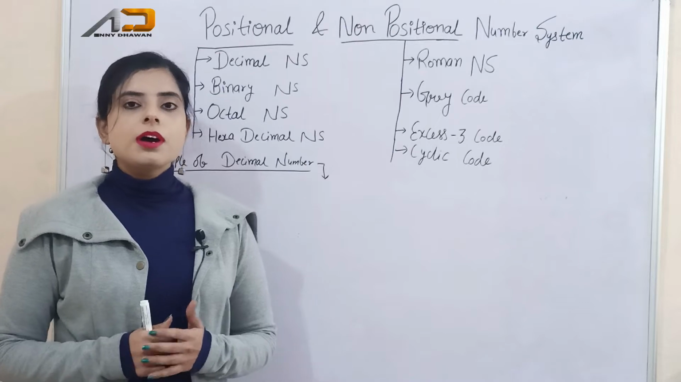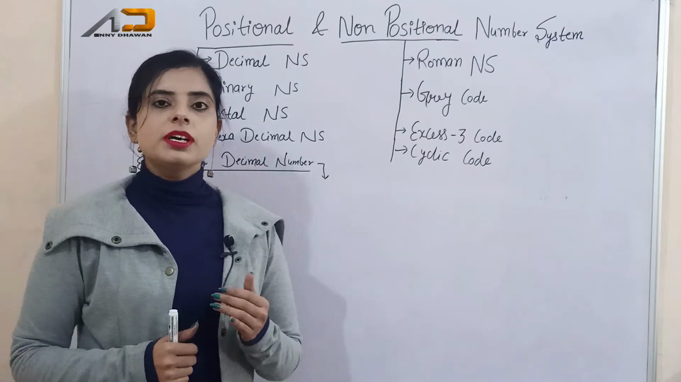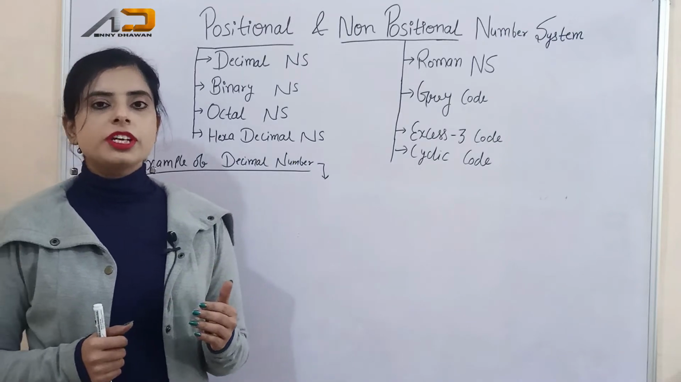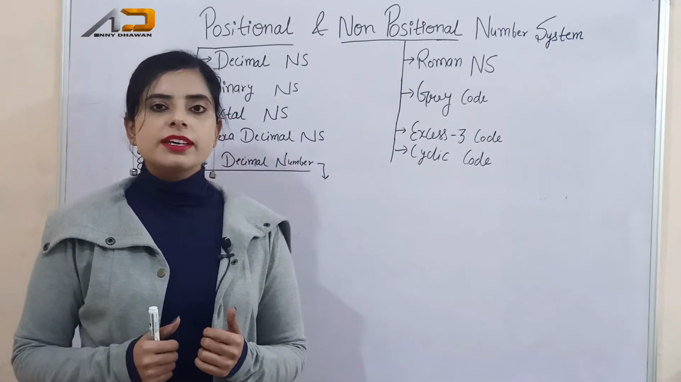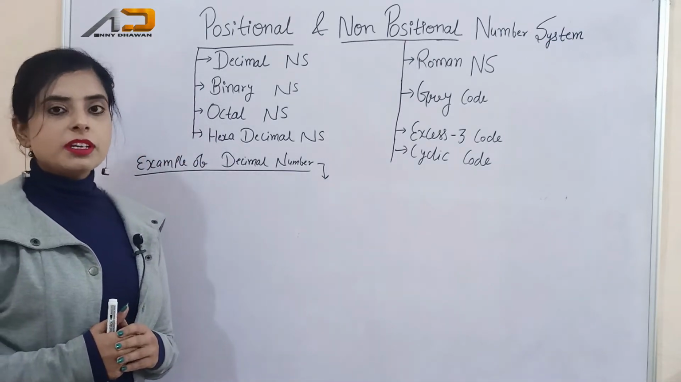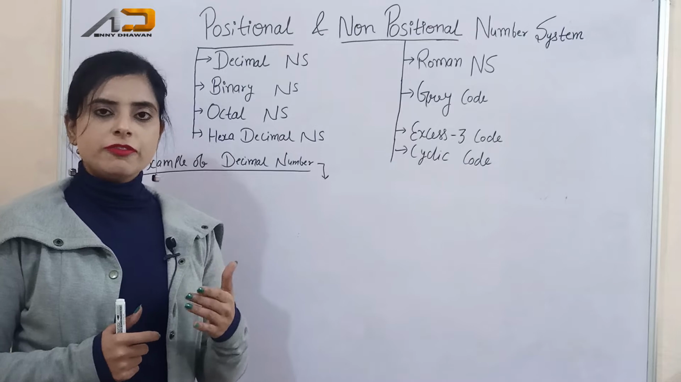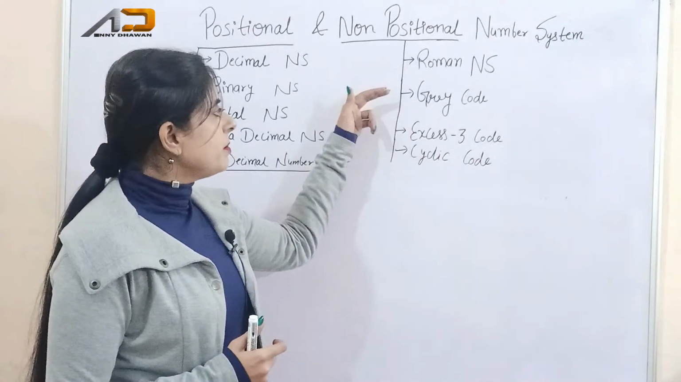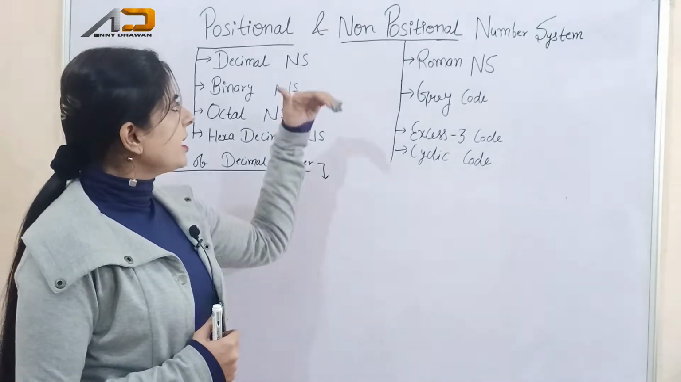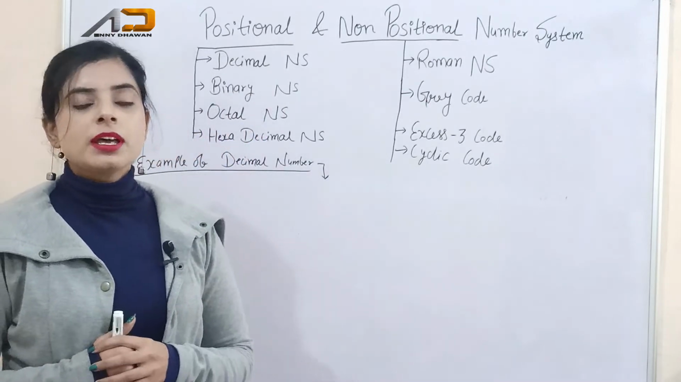Hello friends, now I am going to discuss the topic positional number system and non-positional number system. This topic is also called weighted number system and non-weighted number system. I hope you must have an idea that decimal, binary, octal and hexadecimal number systems fall under the category of positional number system, or you can say weighted number system, and Roman number system, Gray code, XS3 and cyclic code fall under the category of non-positional number system, or you can say non-weighted number system.